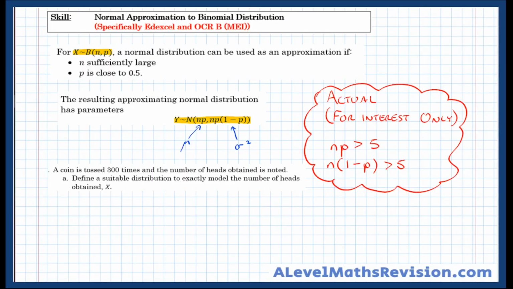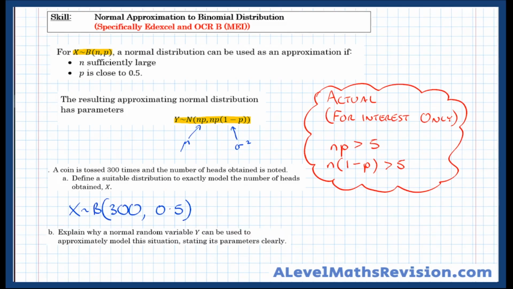So let's take an example. A coin is tossed 300 times and the number of heads obtained is noted. Find a suitable distribution to exactly model the number of heads obtained, X. So think back to year 1 maths. X has a binomial distribution with the number of trials 300 and the probability of success, well, it's a coin being tossed, so it's 0.5. So there's the distribution, and we've given the parameters as well: n equals 300, p equals 0.5.